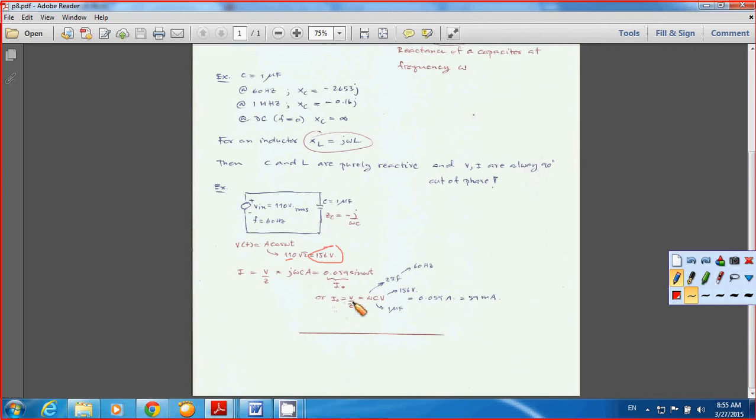Or you don't care about the complex number, and you want to find only the amplitude. You just multiply omega by C and by V. When omega is 2 pi f, f equals 60 hertz, C is 1 microfarad, and the voltage is 156 volts, you end up with 0.059 amps, or 59 milliamps.